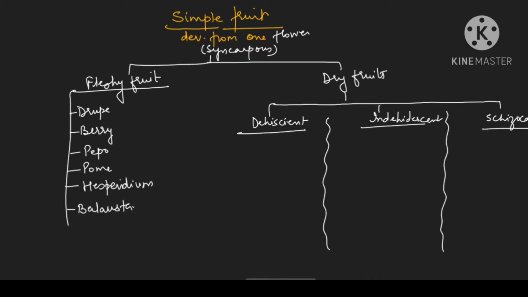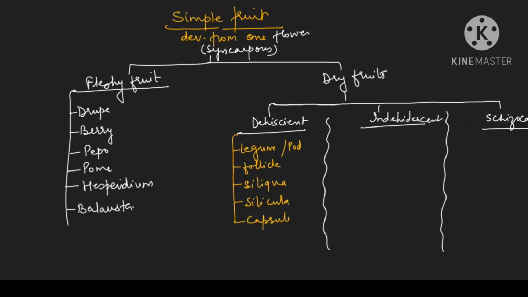So the dehiscent type example is your legume. Here the example is legume, also known as pod, follicle, siliqua, silicula, and capsule.